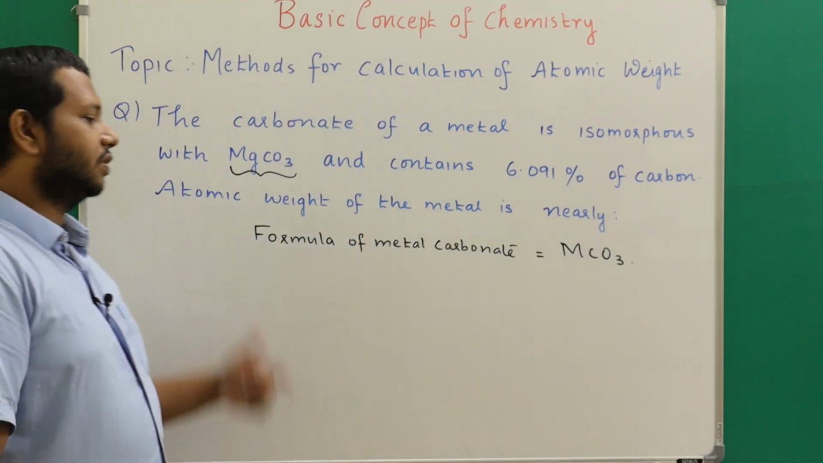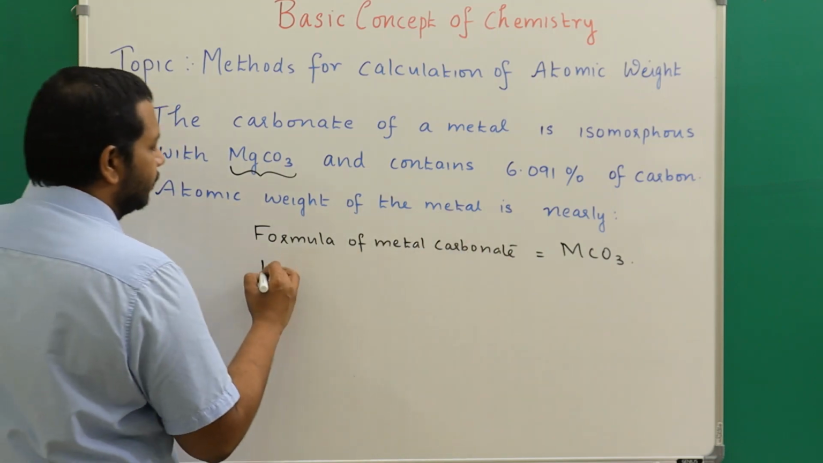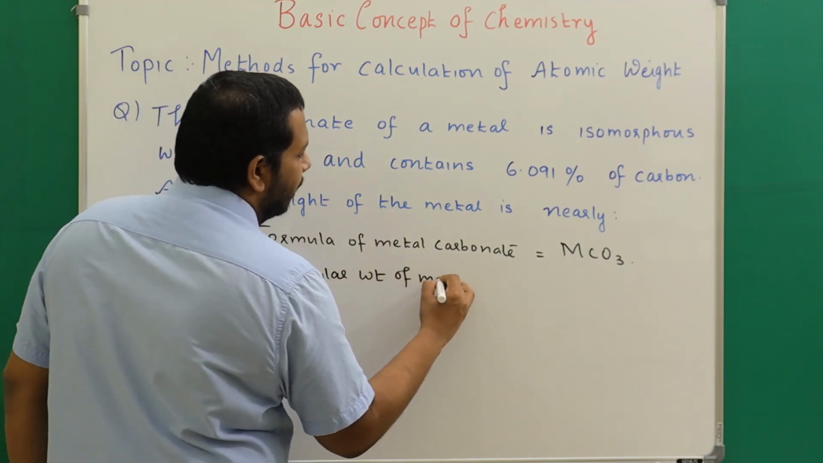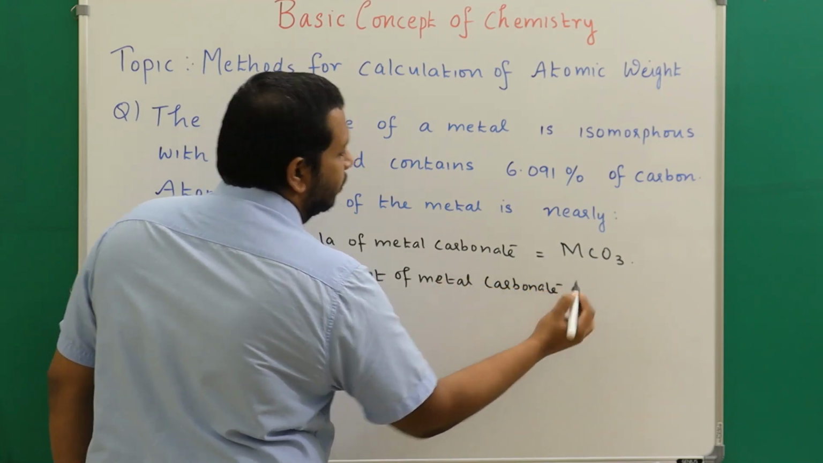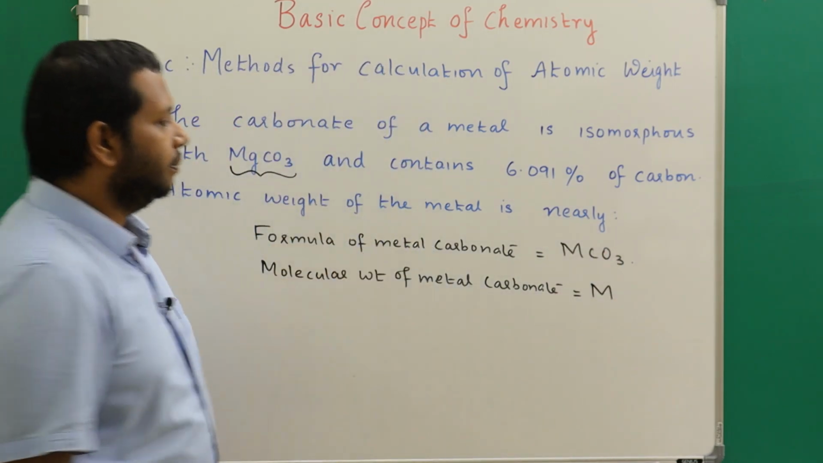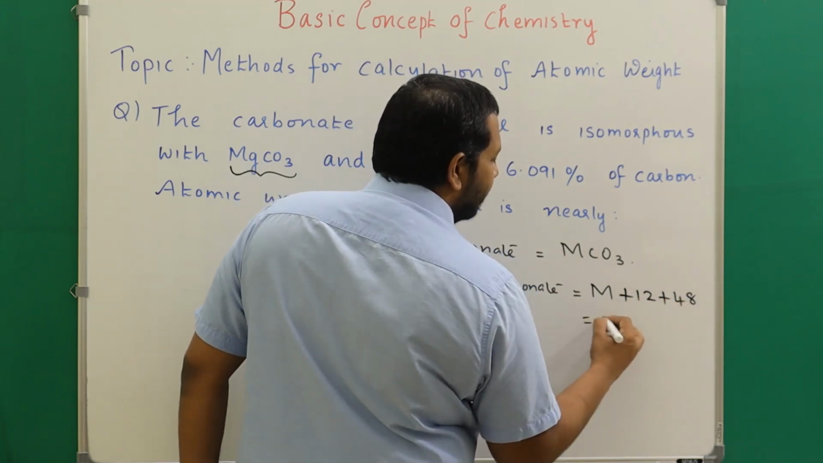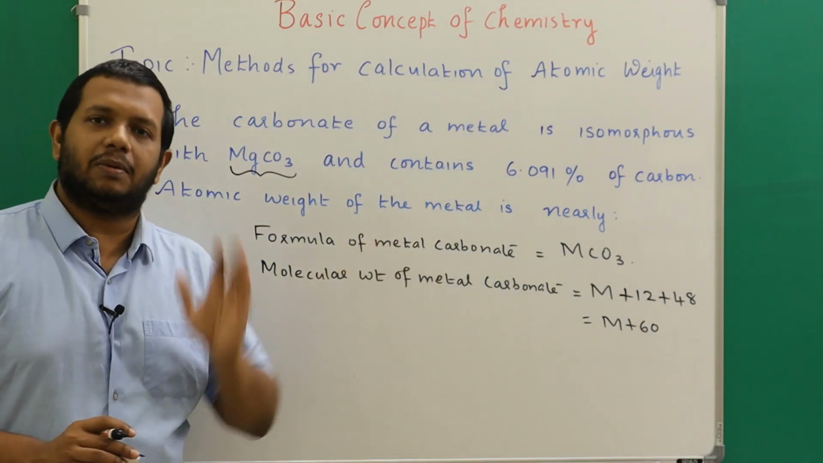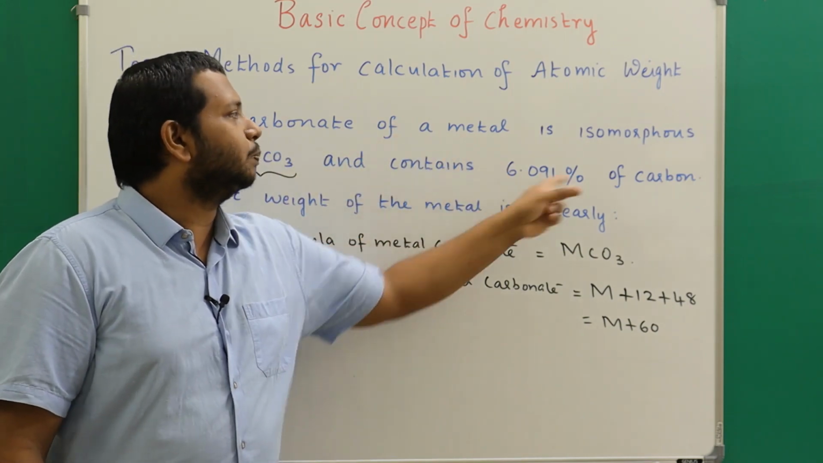MCO3. Now what is the next thing you can calculate? We can calculate the molecular weight of this metal carbonate. I don't know the atomic weight of M, so I will write M plus carbon, 12, plus 16 into 3, 48. So I can say it is M plus 60. Many of you may be wondering why I am calculating the molecular weight. I will tell you. In the next statement, they are telling us it contains approximately 6% of carbon.